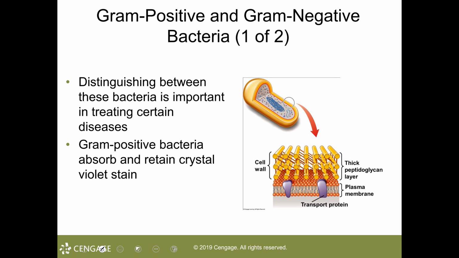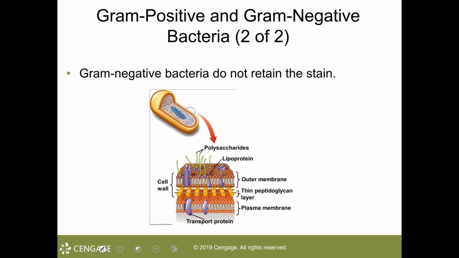So let's get down, class, to classification of prokaryotes based on their cell wall. So let's get to gram-positive and, of course, gram-negative bacteria. Gram-positive bacteria have that thick peptidoglycan layer, and the bacteria that is gram-positive absorbs and retains that crystal violet stain, as opposed to, of course, gram-negative bacteria. They have that thin peptidoglycan layer and that thick outer membrane. And here, they do not retain the stain. They do not retain that crystal violet stain. Gram-negative bacteria do not.